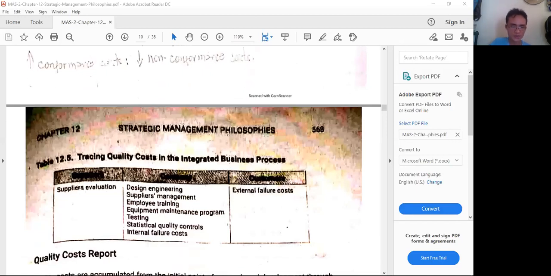All right. Then the locations in which quality costs are incurred would be here. So suppliers evaluation. Then coming from the supplier, design engineering. So within the company, it's a company. External failure costs, the customers. So meaning, where are the sources of these costs? Okay, so the point here is that these are costs to be spent by the company or business. But what are the sources? Where are the sources? So for this one, suppliers evaluation, the supplier. For these ones, the company itself. For external failure costs, the customers are the sources.